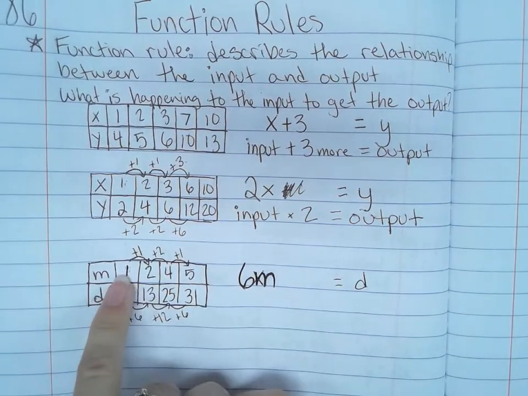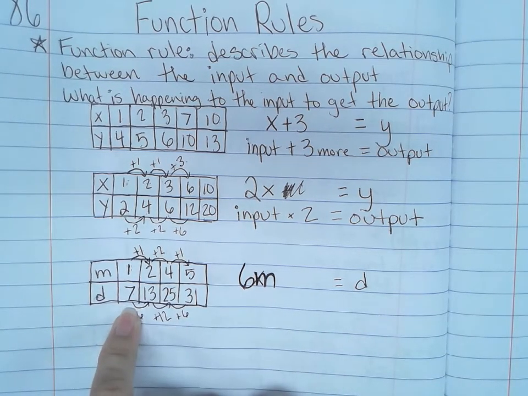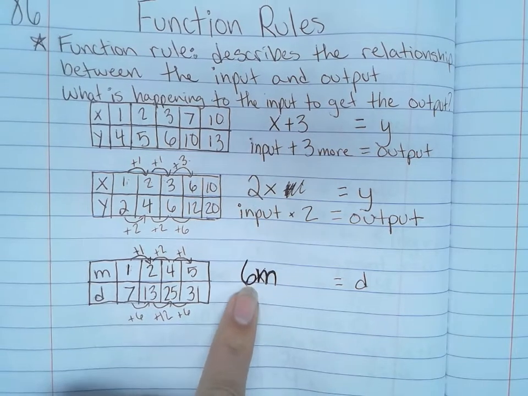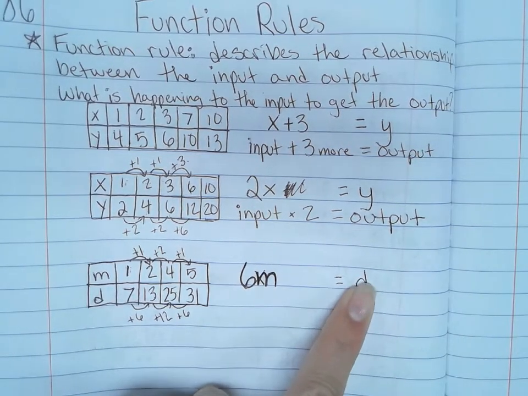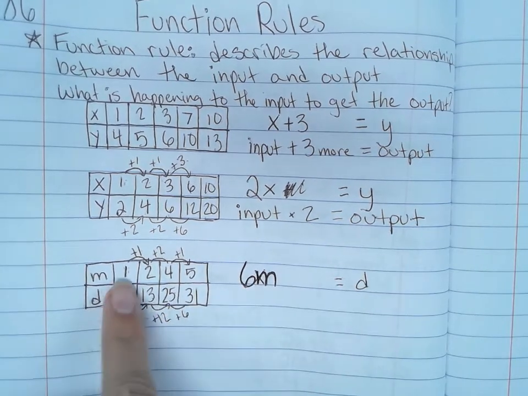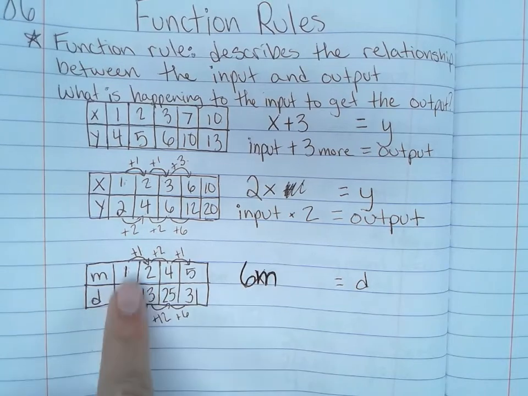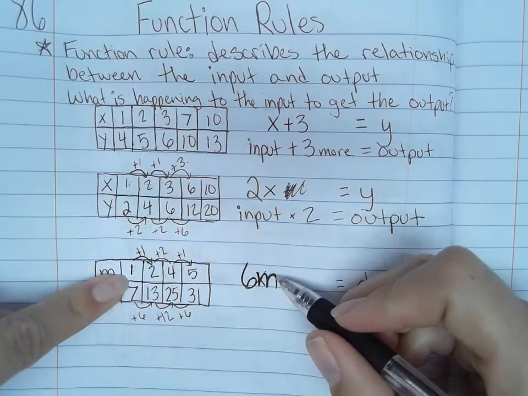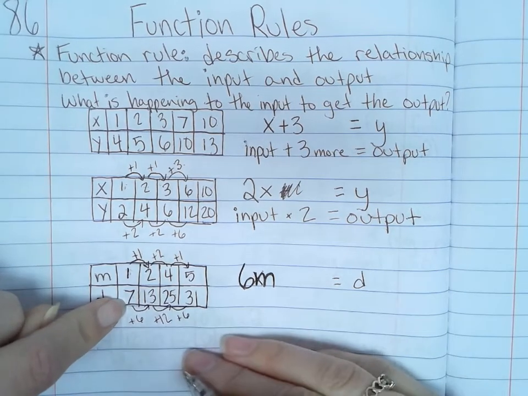Okay, so 6 times m. 6 times 1 would be 6, but I get 7. I already know that it's growing at a rate of 6 times faster than the input. So if that's growing by 6 times as fast, 6 times 1 is 6. So what do I need to do to 6 to get 7? Add 1. Let's see what happens here.